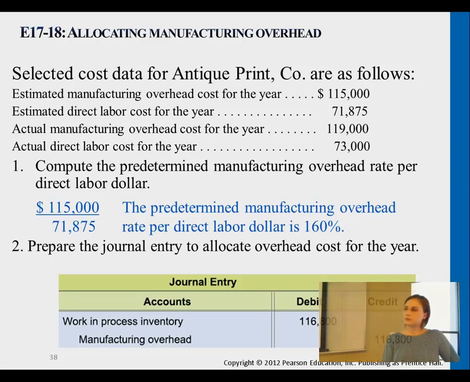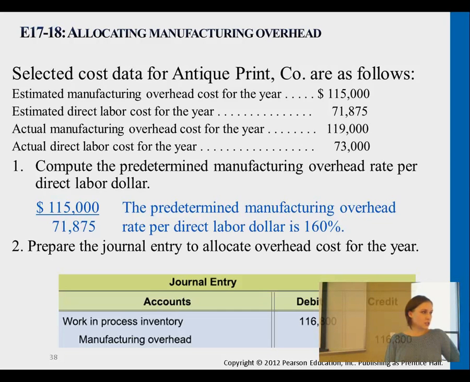Wait, to get the number down there, did you take the actual manufacturing overhead and then times it by the 160%? Oh, I should have asked you that. That's right. I just showed you the number. Is that how you do it? Tell me how I would get this number. Actual direct labor cost multiplied by the allocation percentage.